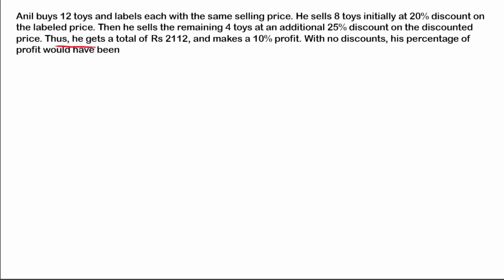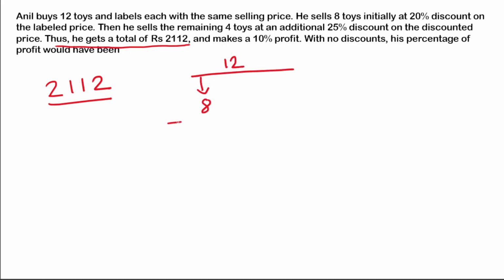So see, this is the total selling price that Anil has, right? So this is 2112. This is the selling price that he has. Now what has he done? How many toys did he have? He had 12 toys with him, out of which he has sold 8 with a discount of 20%. That means if he has a level, let us take his level as x. Okay, so let us see that this x is the level that he has.